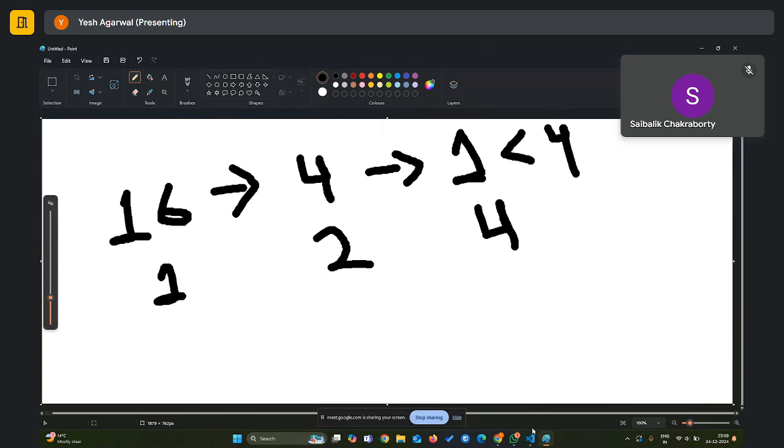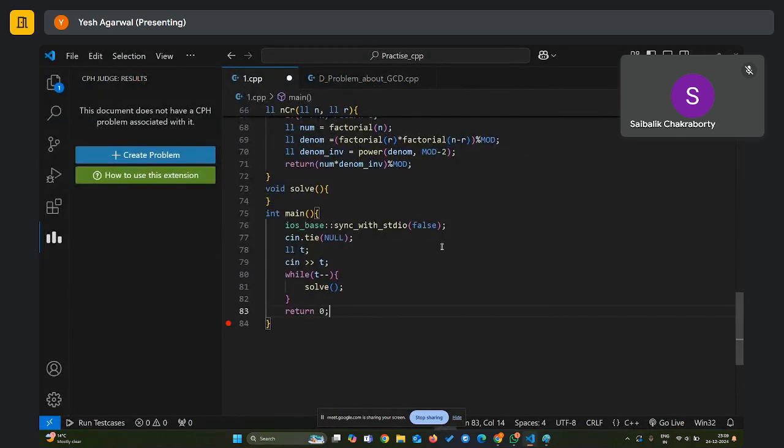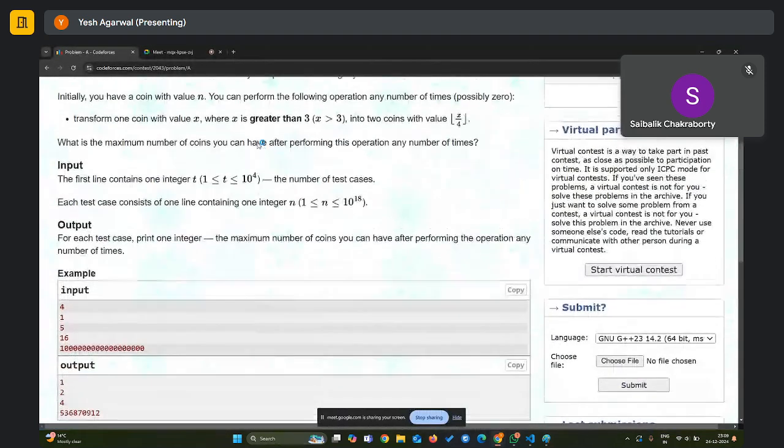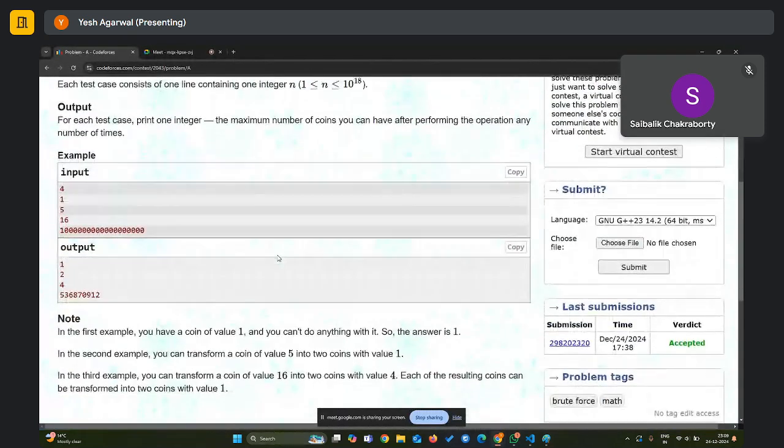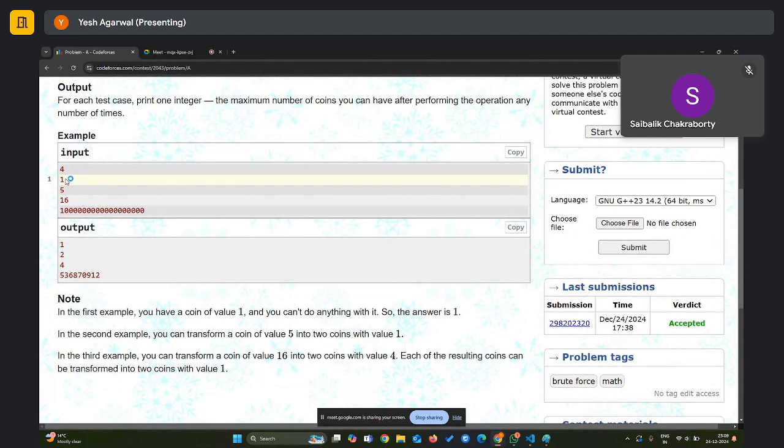Now you are asked to find the maximum possible number of coins for the given n. You can see other examples here as well. For 1, it will be 1 only because you cannot divide it any further. For 5, you will do the floor division, so it will become 1, and the 1 coin will become 2 coins. For 16, I just showed you, it will be 4. And for this large number, it will be something like this.